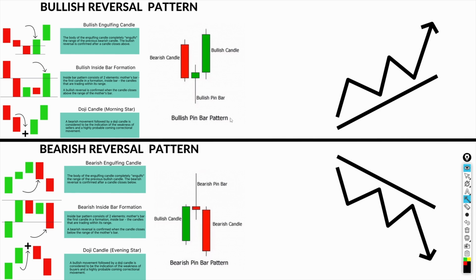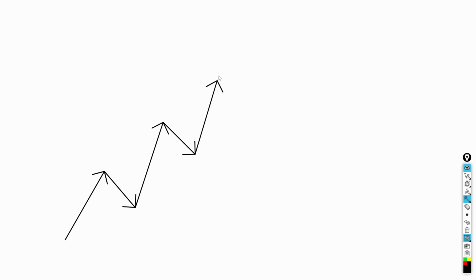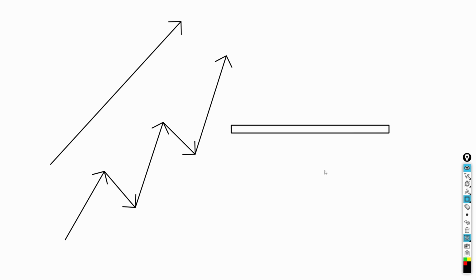So let me summarize it one more time for you. Simple. In an uptrend market, you want to take your trade in the direction of the trend. You just draw your strong buying zone. You then wait for the price to go down, a weak market.